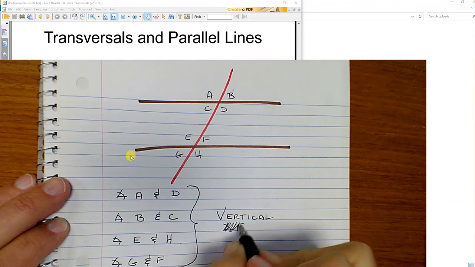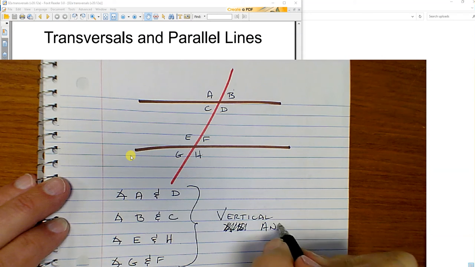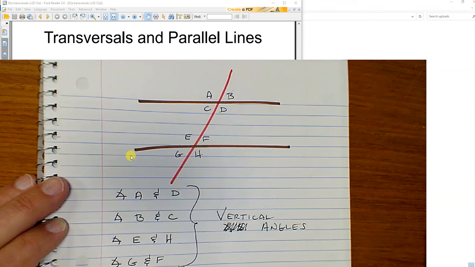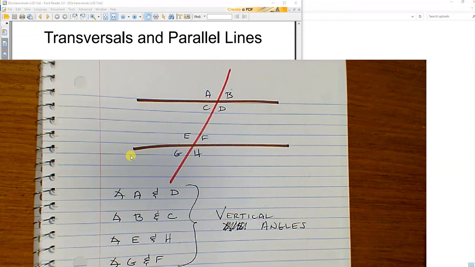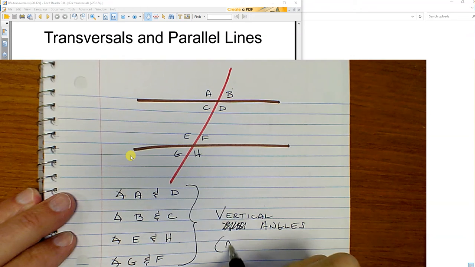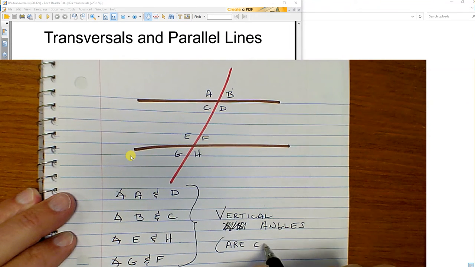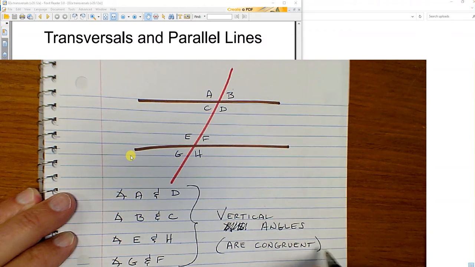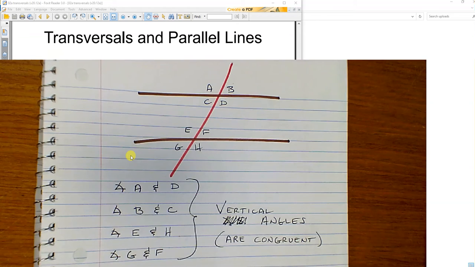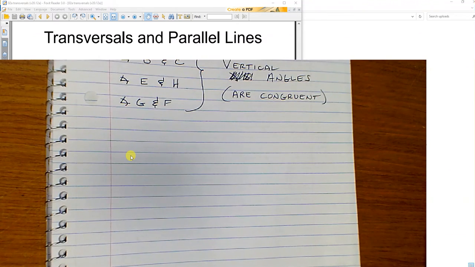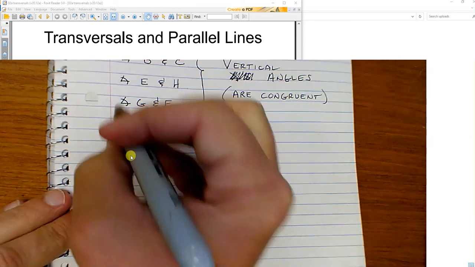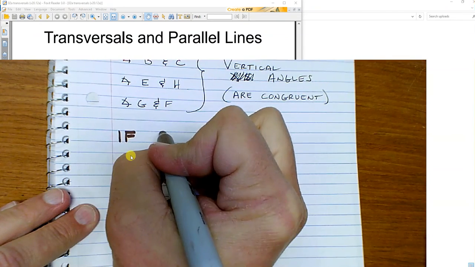I don't like the way I wrote that. Vertical angles. Now here's the deal. We already know they are congruent. Let's just add that, which we know means identical in shape and size. If I have two parallel lines cut by a transversal, then a whole bunch of stuff becomes congruent.